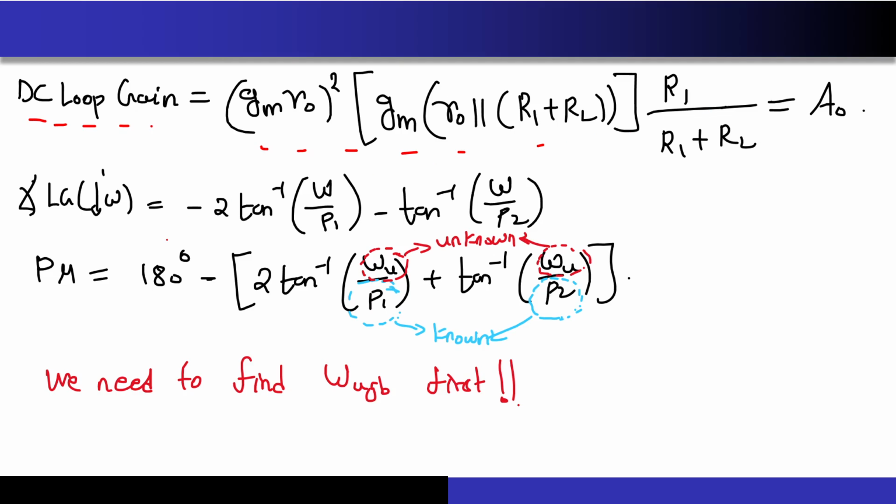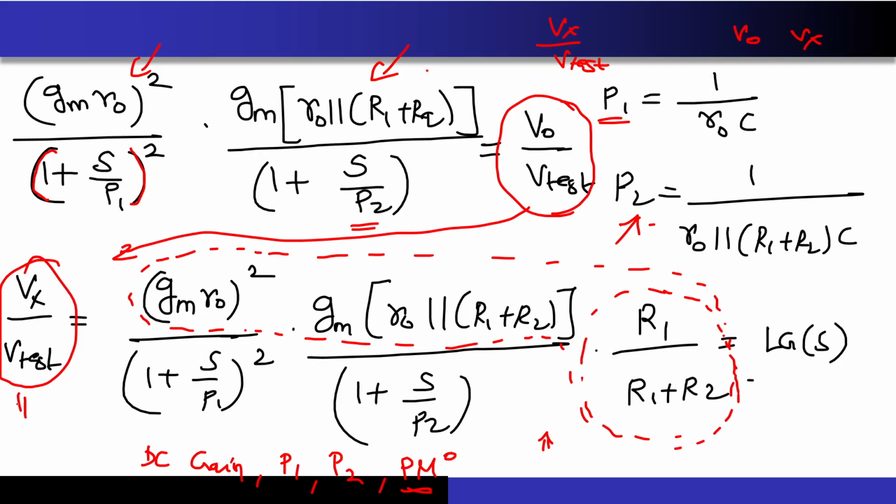What about the phase of the circuit? The phase of this loop gain will be nothing but minus 2 times tan inverse of, let's say, omega u by P1. This will come from this particular term, and this term will contribute minus tan inverse of omega u by P2.